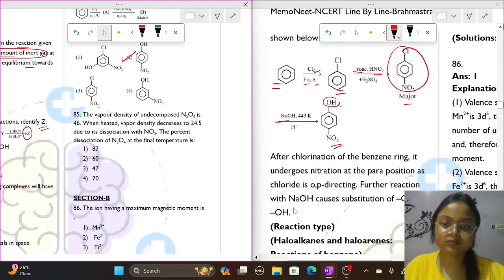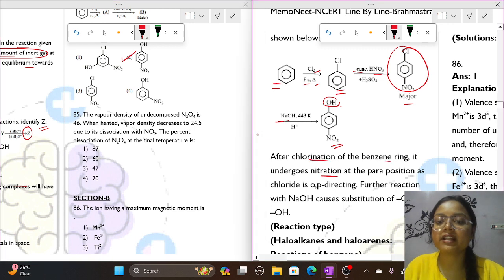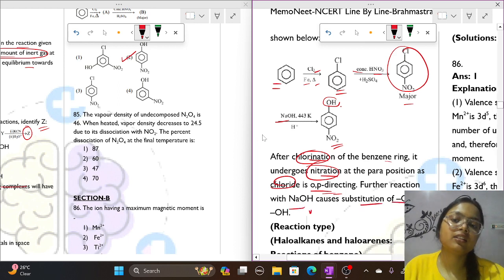Here we can also read, after chlorination, the benzene ring undergoes nitration. So chlorination happens, nitration happens, and then as the chloride group is ortho-para directing, the further reaction causes the substitution of Cl by OH.